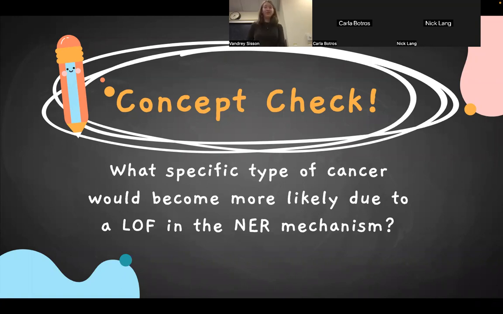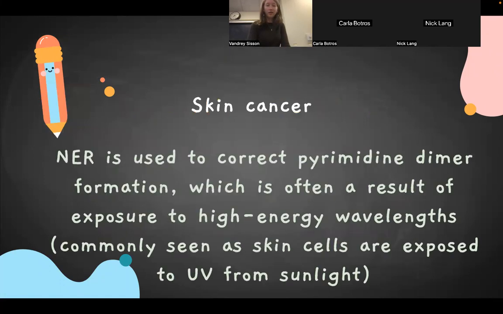Okay, I give it away. So skin cancer would become a lot more likely if we couldn't do NER, because like Van said with the pyrimidine dimer formation, oftentimes that happens because of UV exposure or any high energy particle or wavelength exposure. And that's what happens to your skin cells when you're exposed to the sun. So if we couldn't repair that specific type of damage, then skin cancer becomes a lot more likely.